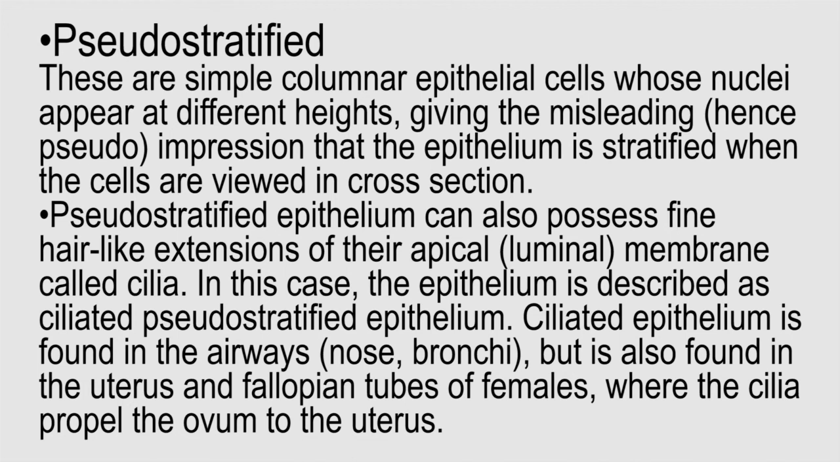Pseudostratified. These are simple columnar epithelial cells whose nuclei appear at different heights, giving the misleading, or pseudo, impression that the epithelium is stratified when the cells are viewed in cross-section. Pseudostratified epithelium can also possess fine hair-like extensions of their apical, luminal, membrane called cilia. In this case, the epithelium is described as ciliated pseudostratified epithelium. Ciliated epithelium is found in the airways, nose, and bronchi, but is also found in the uterus and fallopian tubes of females, where the cilia propel the ovum to the uterus.